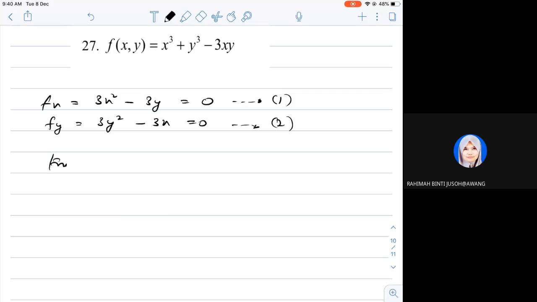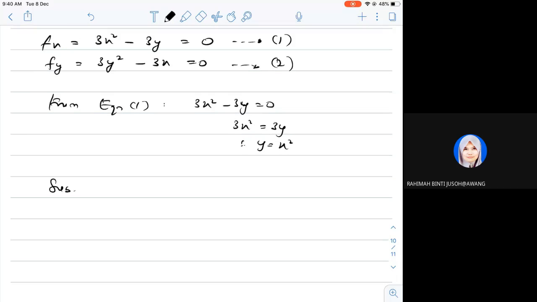So let's say I take from the first equation, equation 1. We have 3x squared minus 3y equals 0. So 3x squared equals 3y, therefore y equals x squared. Okay, so substitute. Now copy this, guys: y equals x squared in equation 2. We will have 3y squared, no, 3 times y where y equals x, so x squared, minus 3x equals 0, like this.